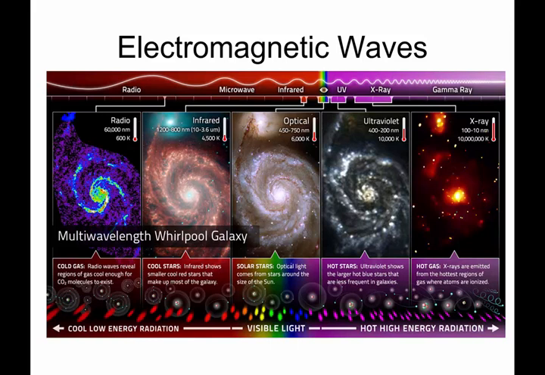Last slide in this section is this one. This happens to be the Whirlpool Galaxy, and to help you understand that each one of these wavelengths is useful to astronomers, this is one galaxy photographed in the radio, infrared, optical, ultraviolet, and X-ray portion of the spectrum. We use all of the wavelengths of electromagnetic waves because they each tell us something different.